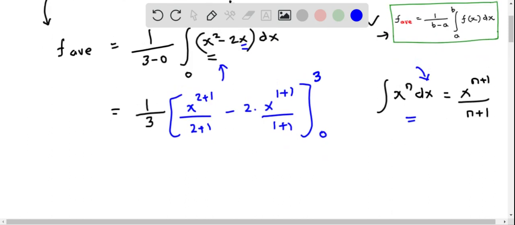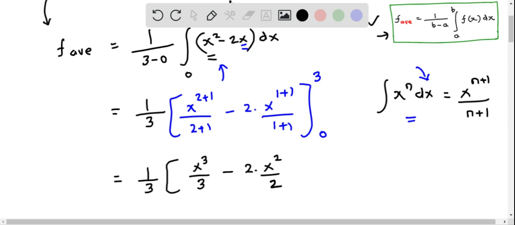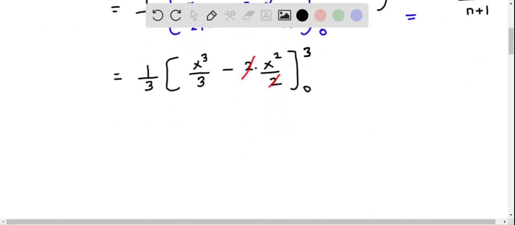So let's simplify and evaluate this integral value. So therefore this equals 1/3, and x raised to the power of 2 plus 1 is x power 3 divided by the same number 3, and then this becomes 2 times x raised to the power 1 plus 1, which is x raised to the power of 2 divided by 2. So we can cancel these 2's like this, and this has to be evaluated within the limit 0 to 3. So now let's apply the upper limit as well as the lower limit.